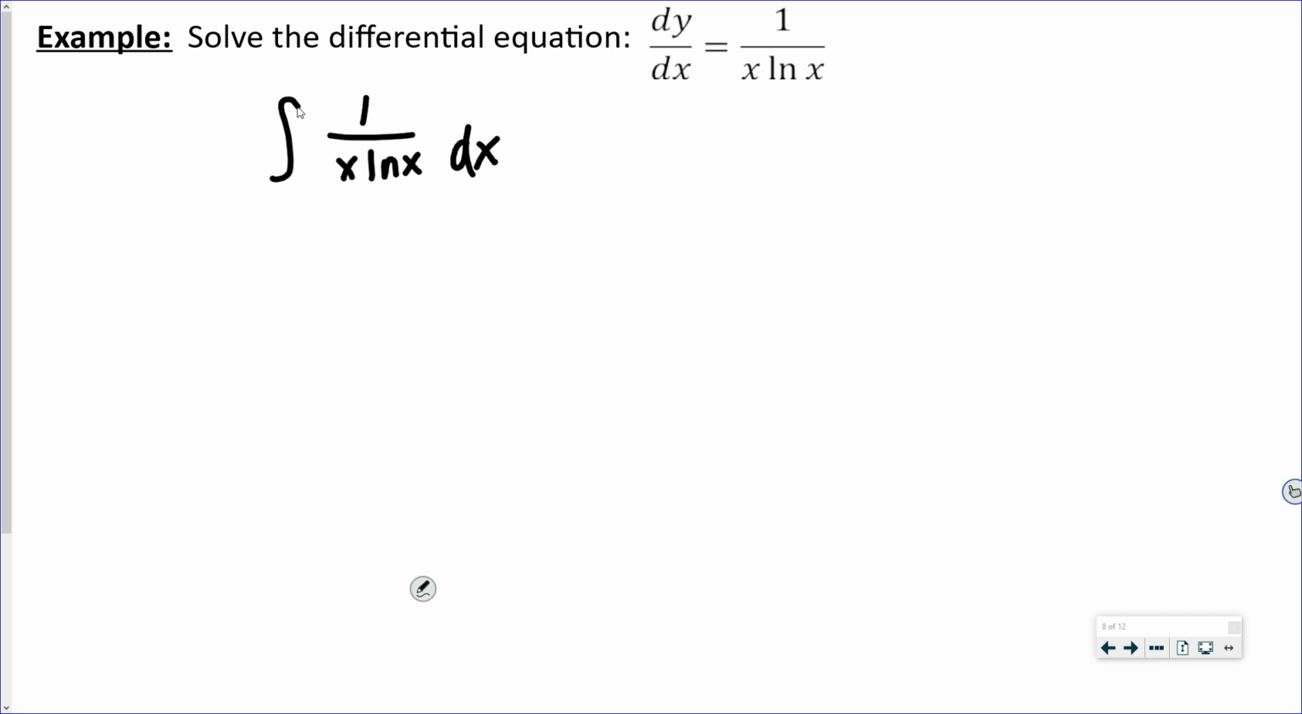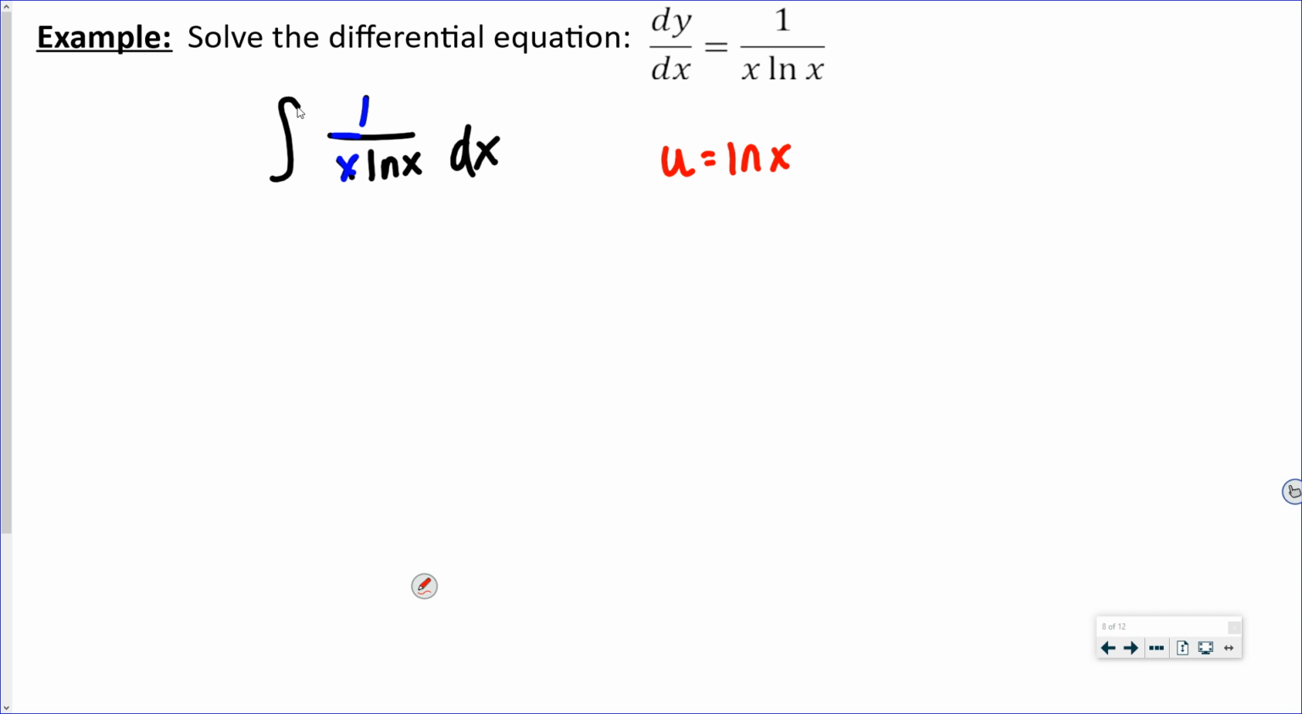So I'm looking at this, and I'm like, whoa, this one has natural logs in it. But I know the derivative of the natural log of x is 1 over x, so I kind of see that within my integrand. That gives me a hint of what I'm going to let u be. I'm going to let u be the natural log of x.